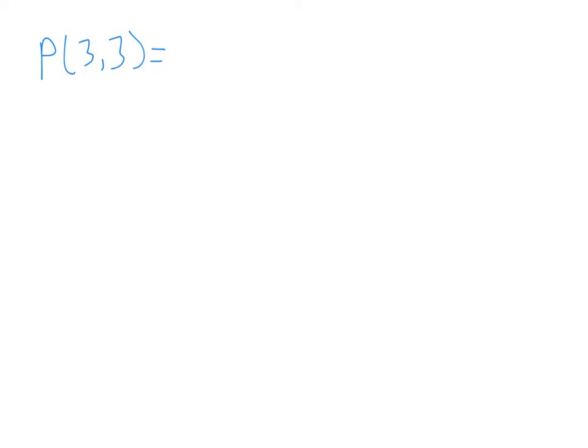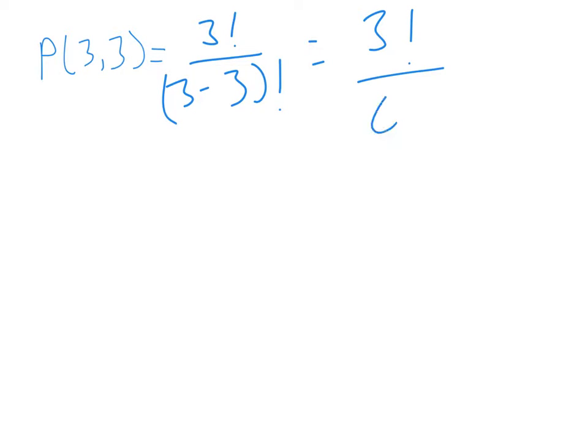One more example, P of 3, 3, we're doing a permutation again. So N is 3 and R is 3. So we get 3 factorial over 3 minus 3, N minus R factorial. This is 3 factorial over 0 factorial, right? Because 3 minus 3 is 0.